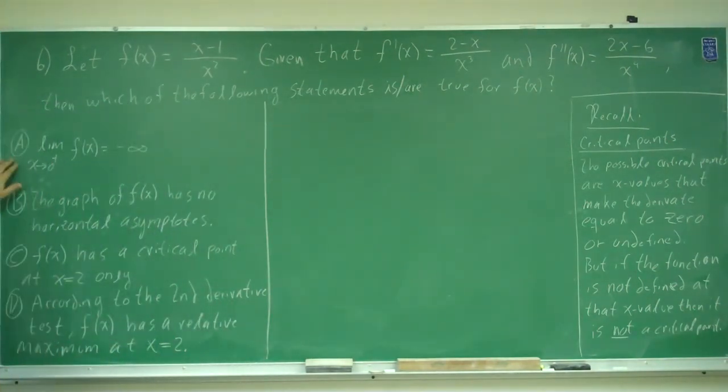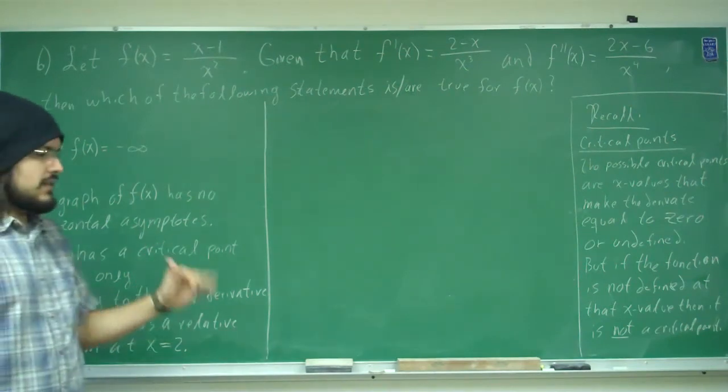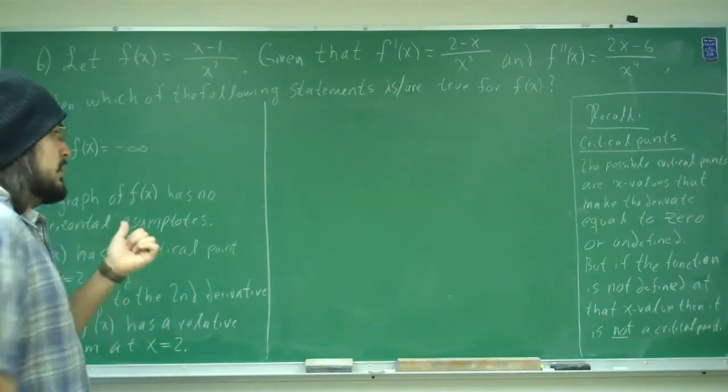So these are the statements. Your first statement, A, says the limit as x approaches 0 from the right of f of x is equal to negative infinity. Your second statement, B, says the graph of f of x has no horizontal asymptotes. The third statement, C, states f of x has a critical point at x equals 2 only. And the fourth statement, D, states according to the second derivative test, f of x has a relative maximum at x equals 2. So let's go down the line and see which are true and which are not true.